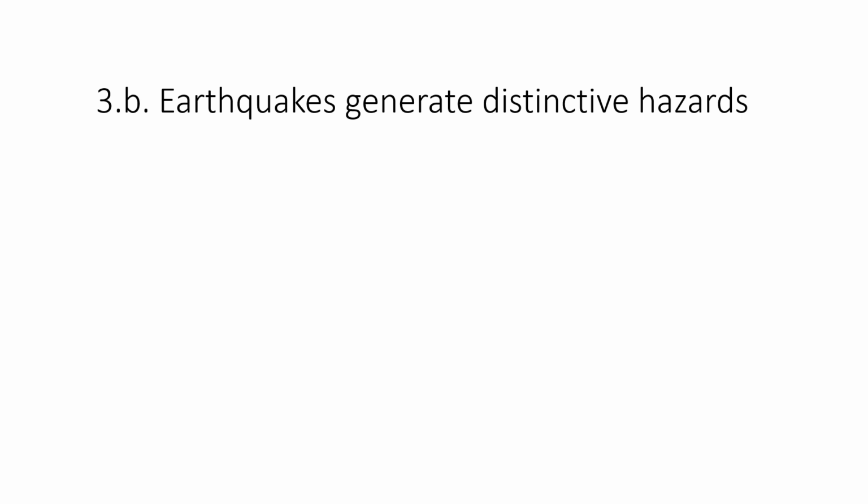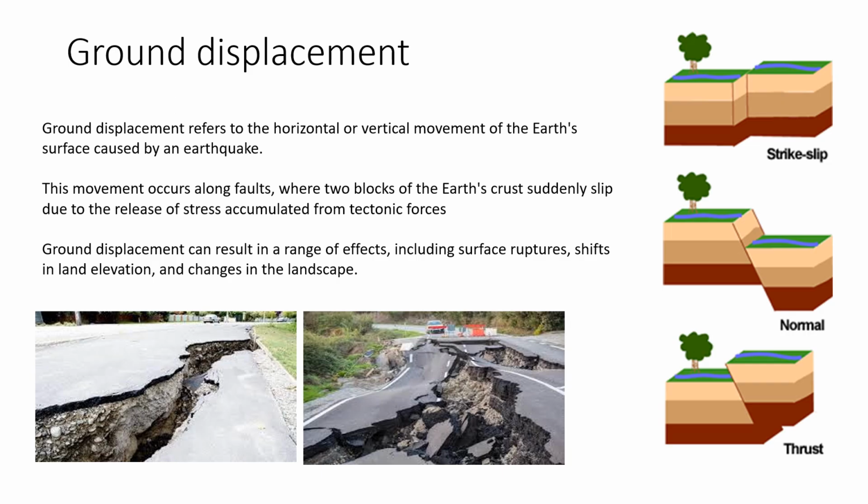3b. Earthquakes generate distinctive hazards. Well, one of the first and probably the most straightforward is that an earthquake causes shaking. The S waves cause the shaking of the ground, and that ground can be displaced. You actually have different things that can happen.